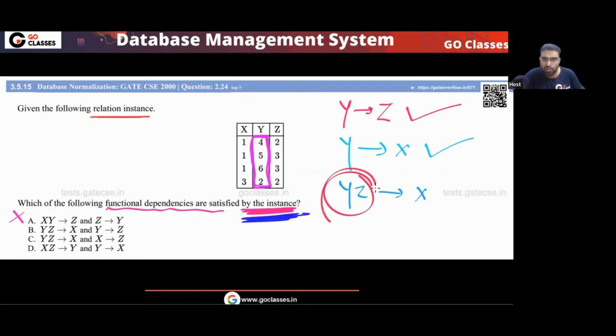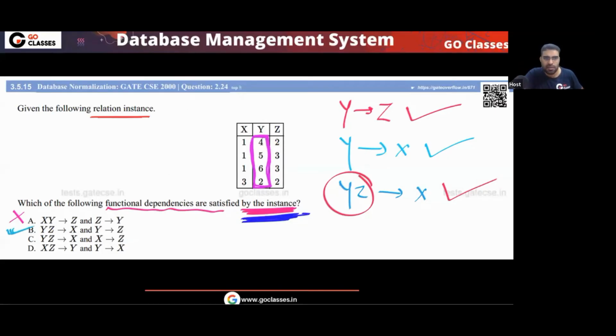So this combination also does not repeat. Because this combination does not repeat, you cannot create a violation for this functional dependency. So I can say this also will hold. So can I say option B will hold, yes or no? Option B is correct.